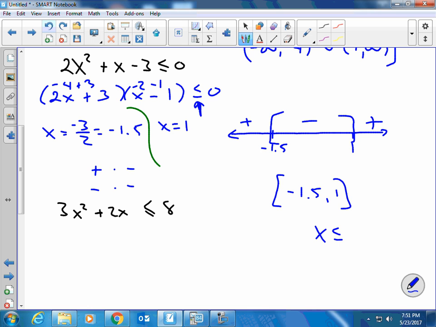Or in inequality notation, it would look like this. It's an and statement. It has to be less than 1 and greater than a negative 1.5 at the same time. Okay? And if we did closed circle, open circle, it would be a closed circle on both endpoints and the arrows in between. Lots of ways of writing it. You should be comfortable with all of them.